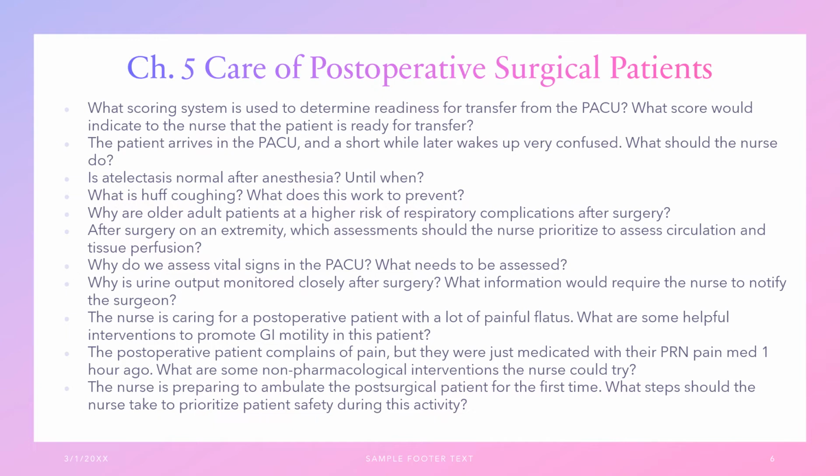A form of the Aldrete scoring system or other system is used to determine readiness for transfer. Activity, respiration, circulation, consciousness, skin color, and oxygen saturation are each given a score. A patient with a score of 9 or 10 is ready for transfer to the nursing unit.